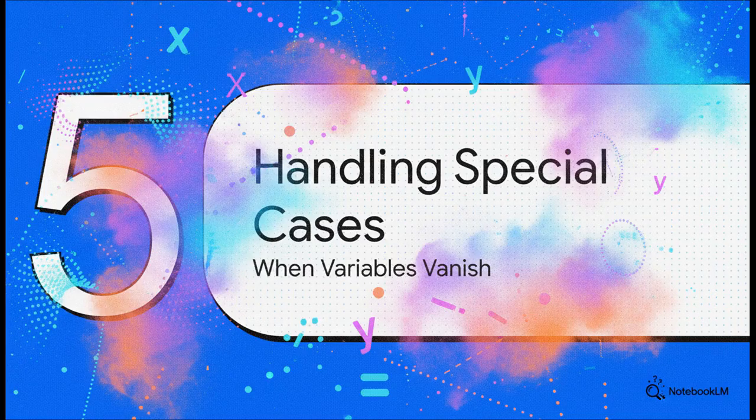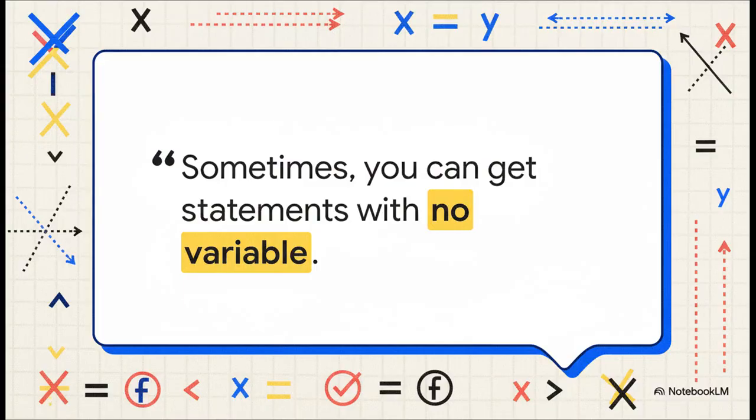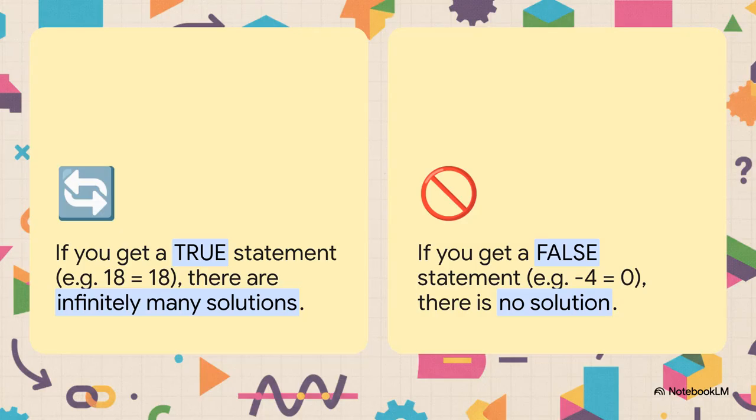Okay, now for the really fun stuff. What happens when something unexpected occurs? What if you're halfway through solving and suddenly all your variables just, poof, vanish? Don't panic. It's not a mistake. It's actually a clue. And that really is the key thing to remember. When the variables all cancel out, you need to look at the statement that's left behind. Whether that statement is true or false, it tells you everything you need to know about the relationship between those two lines.